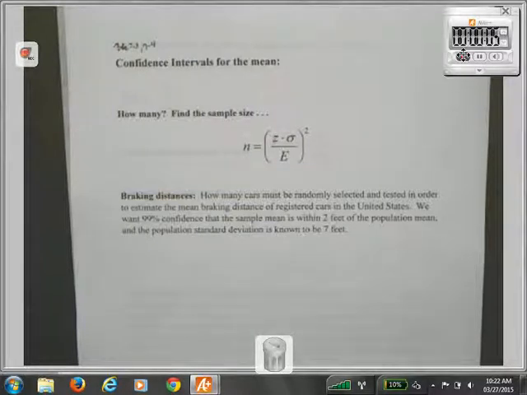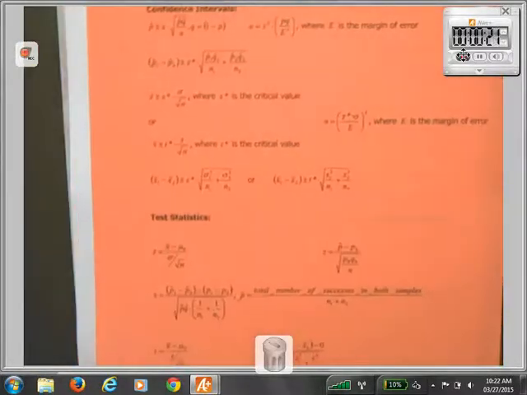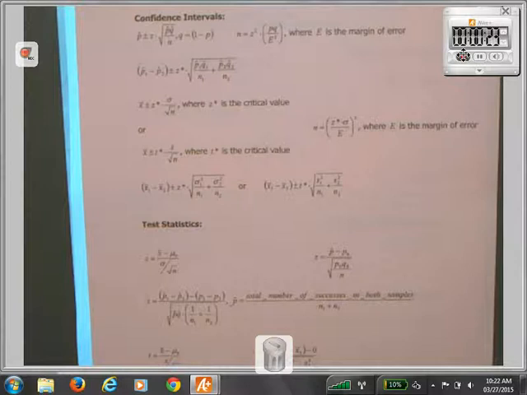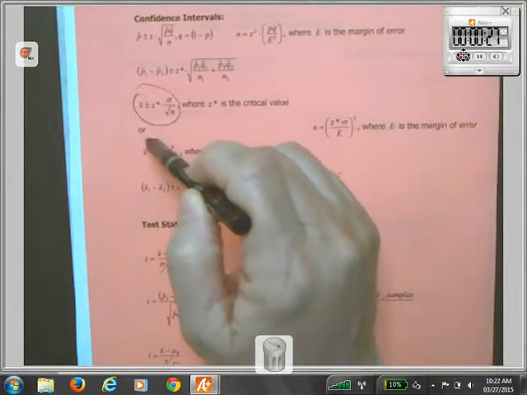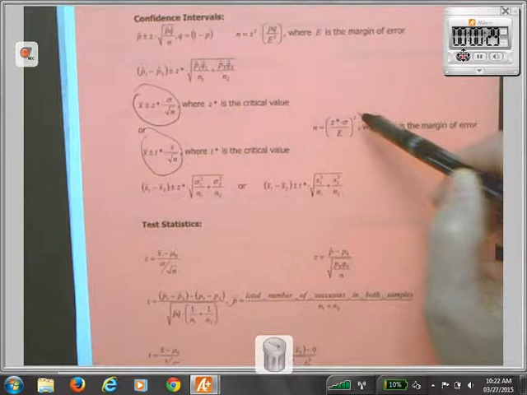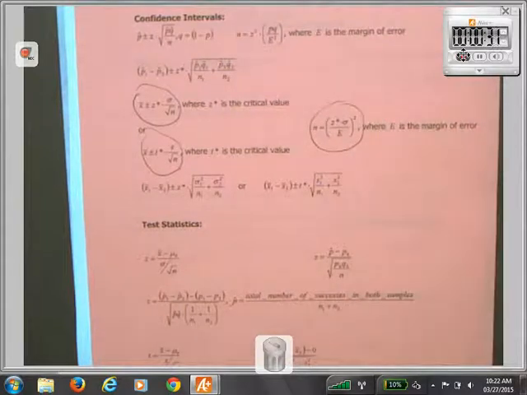Okay, so today we're going to talk about confidence intervals for the mean. Last time we did confidence intervals for the proportion, and now we're moving on to the mean. The confidence intervals for the mean are going to use some different formulas from the same formula sheet that we've been using, this reference sheet. We're going to be talking about these two and this one.